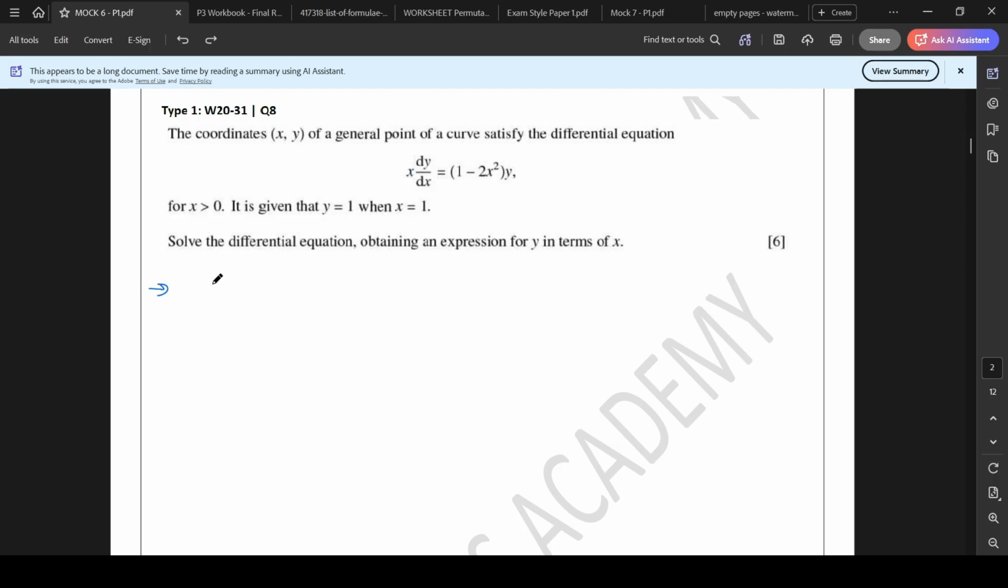If I simplify this, it will look like 1 over y dy is equal to (1 minus 2x squared) over x dx. Now the second step would be to integrate on both the sides, on the left with respect to y, on the right with respect to x. So what is the integration of 1 over y? It is ln y. Now you might ask, can we add a constant over here? Of course, if you want, you can add it.